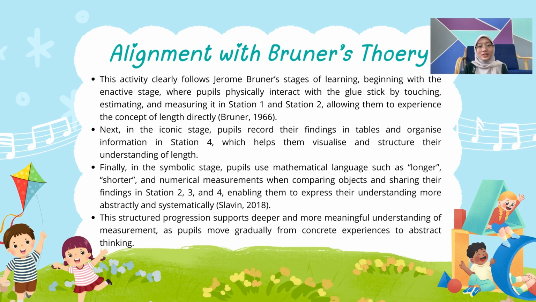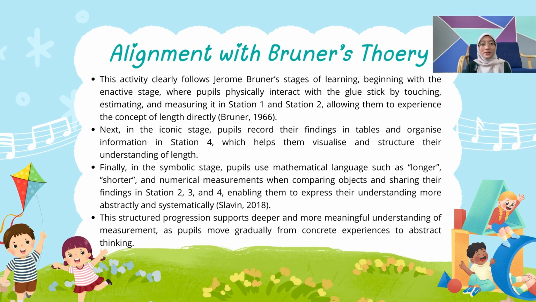Next, in the iconic stage, pupils learn through visual representation. In this activity, pupils record their findings in the worksheet during the session. At this stage, pupils begin to organize their understanding in a structured way. They can see the relationship between estimation and actual measurement. For example, pupils can compare their estimated length with the actual length in the worksheet. This helps pupils visualize their thinking and understand patterns more clearly.